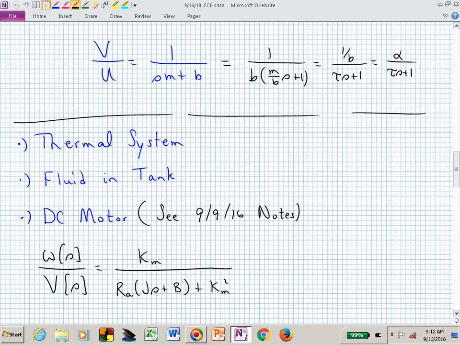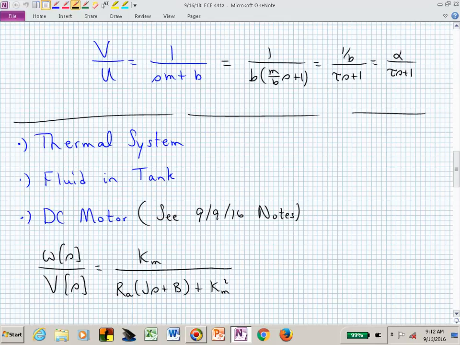but you can show that if omega is the velocity of that spinning shaft on the DC motor, you can find the transfer function between the applied voltage of that armature-controlled DC motor and the shaft's rotation. But now it's in all these crazy coefficients. K sub m was the motor constant, R sub a was the resistance of the armature circuit, J was the rotational inertia of the motor shaft, and B was the damping of that DC motor.